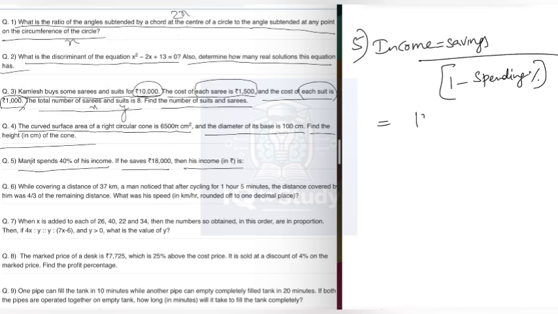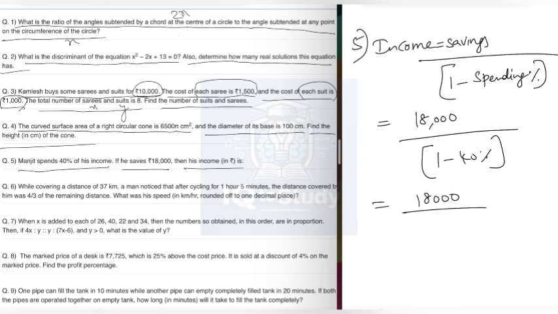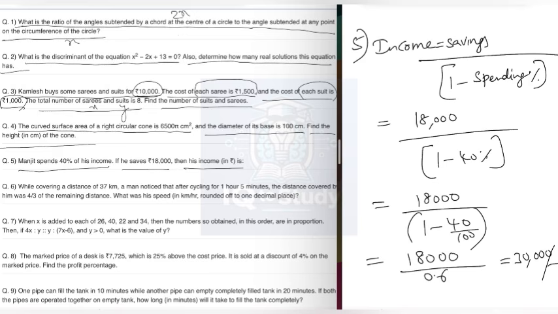From the question, savings is 18,000 rupees and spending percentage is 40%, which means 18,000 divided by 1 minus 40 by 100, that is 18,000 divided by 0.6, which is equal to 30,000 rupees. So his income is 30,000 rupees.